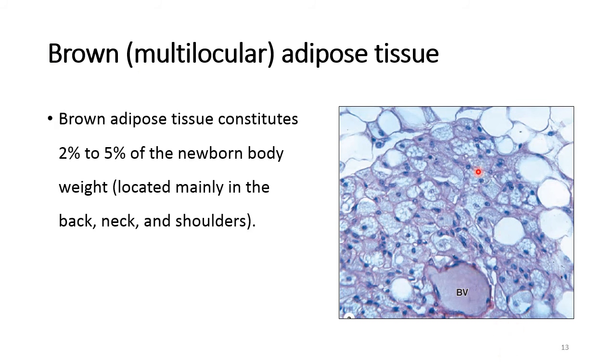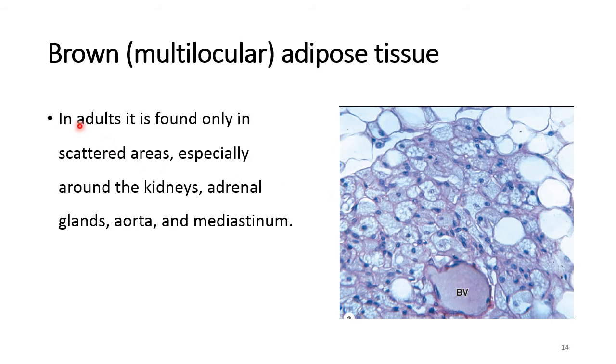This is how it appears in this image. This is a brown multilocular adipose tissue. There is a clear difference between this brown adipose tissue and the white adipose tissue. Here is an adjacent white adipose tissue, and this is the brown. The BV is the blood vessel. So there is a clear difference between the two. Let's move on and see. In adults, it is found only in scattered areas, especially around the kidneys, the adrenal glands, the aorta, and the mediastinum.